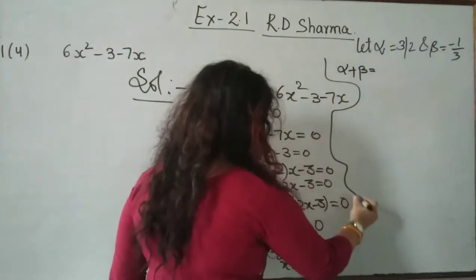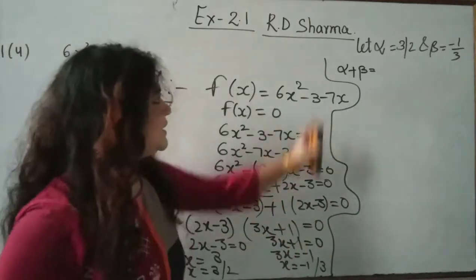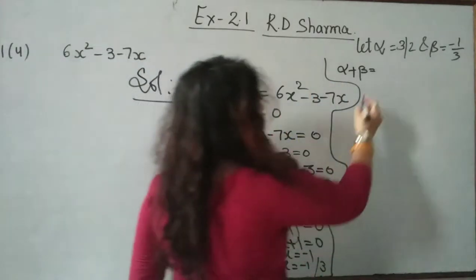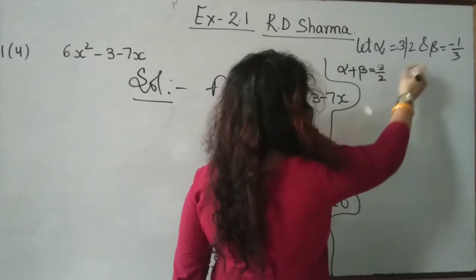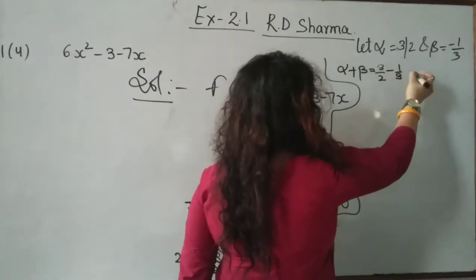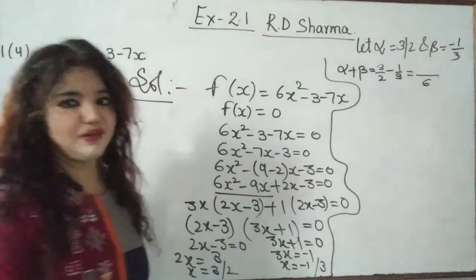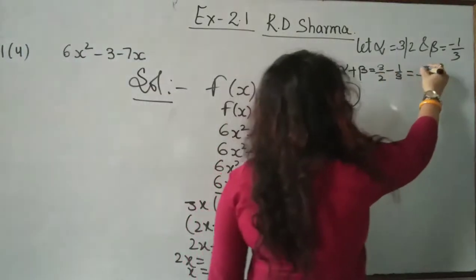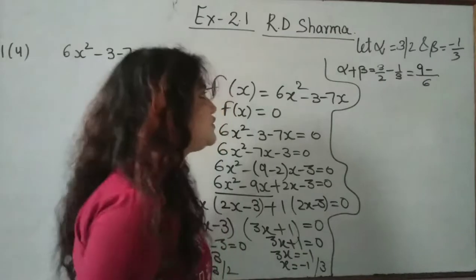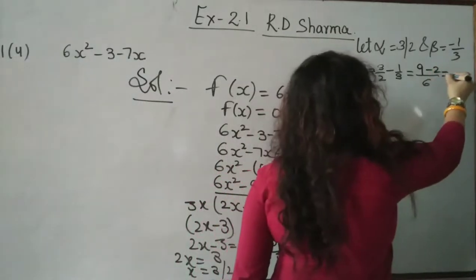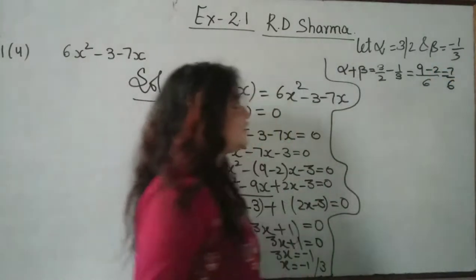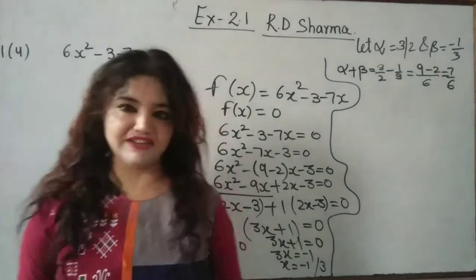I'm just making a separation. So alpha plus beta. Alpha is 3 by 2, beta is minus 1 by 3. Let's calculate. LCM will be 6. So 2 threes are 6, 3 twos are 6. That is 9 minus 2, so 7 by 6. Alpha plus beta is 7 by 6.